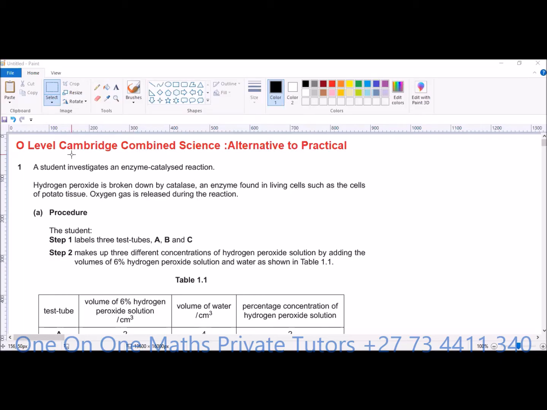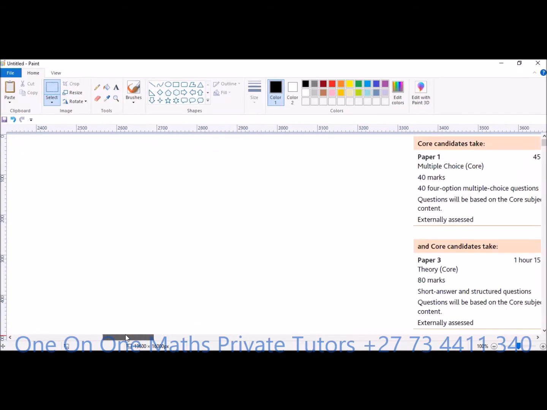Today, we are going to look at this question that came in O-Level Cambridge Combined Science, the alternative to practical paper, paper 6. Now, let's look at our papers first.